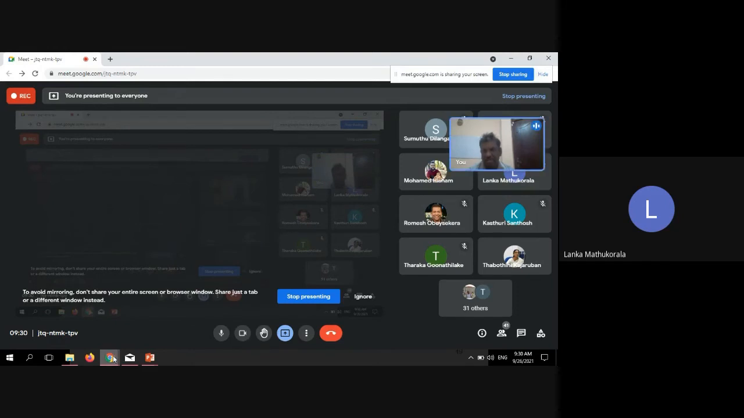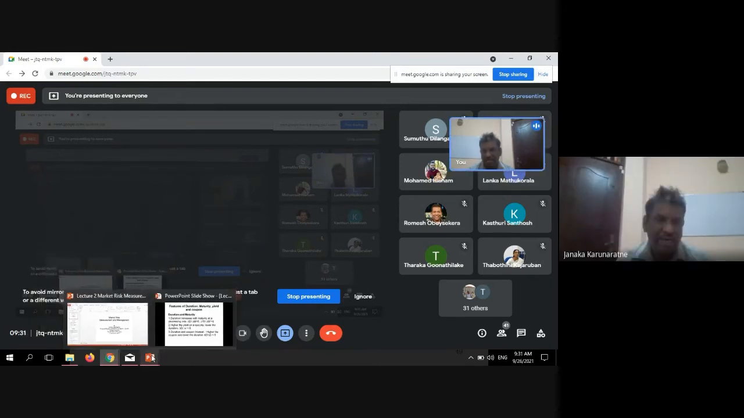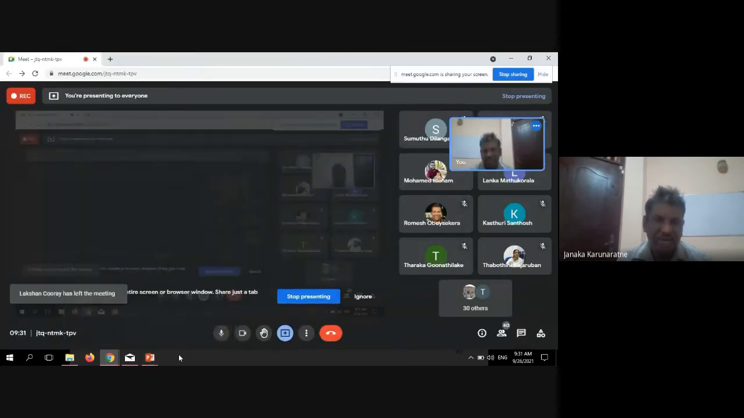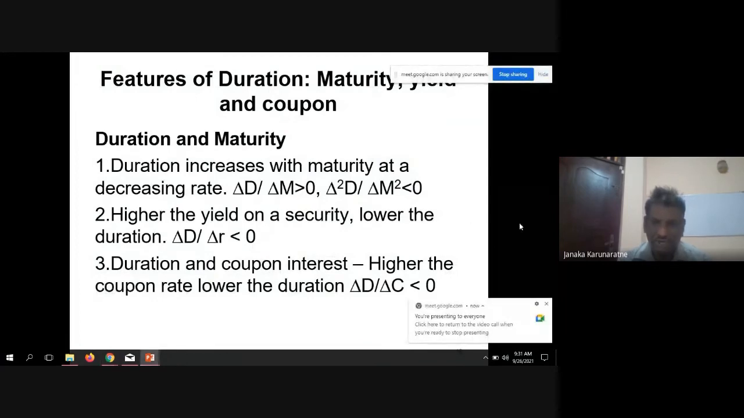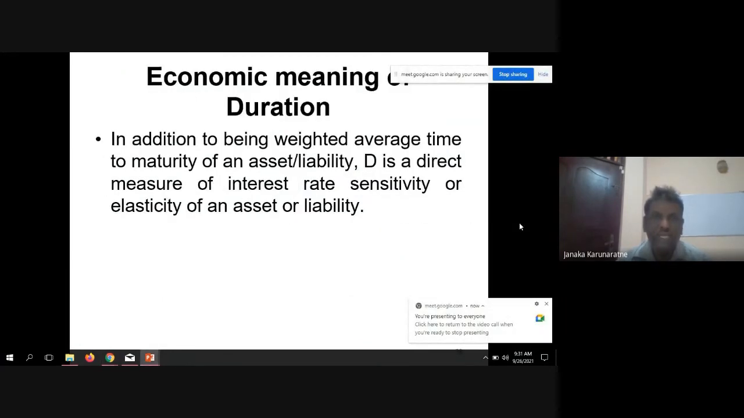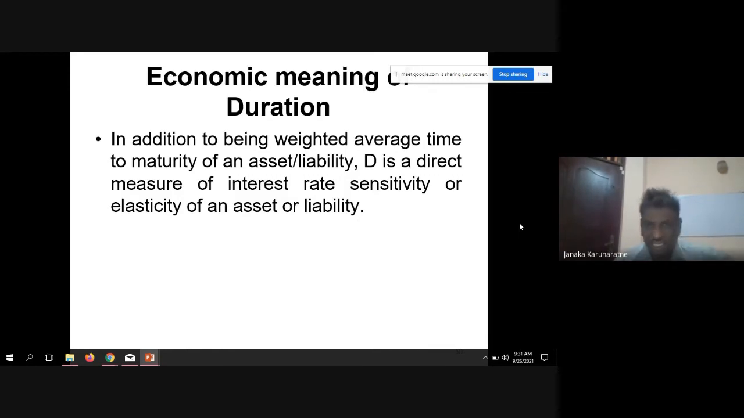These are important things when you really engage in the risk management part, for you to take decisions. Now, the economic meaning of duration: in addition to being the weighted average time to maturity of an asset or liability, it is a direct measure of interest rate sensitivity or elasticity of an asset or liability. That means how the price relates to interest rate movements.